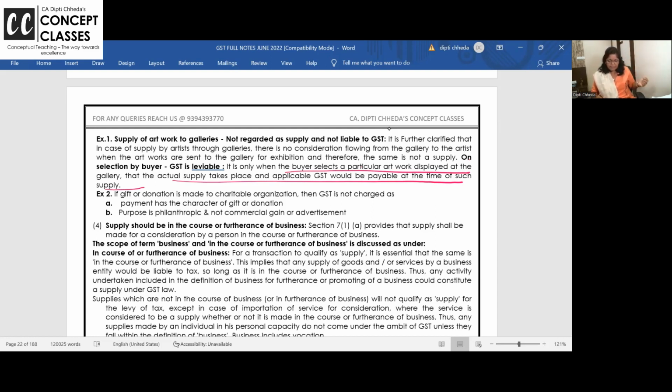If a gift or donation is made to a charitable organization, GST is not charged, because the payment has the character of a gift or donation. I'm donating a laptop to my son's school, so no GST will be charged on that, because there is no consideration and the purpose is not furtherance of business. I'm not advertising Concept Classes over there. It's for a philanthropic or non-commercial purpose.